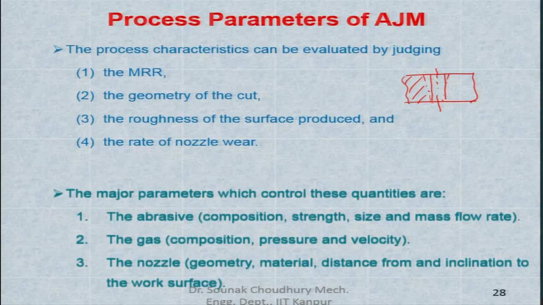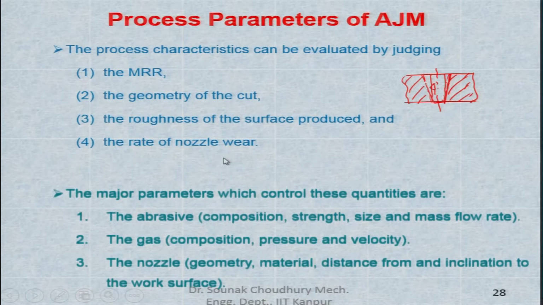Let us say this is the workpiece and we have to make that hole, and as per directive it has to be absolutely straight, right? But sometimes we can see that it can have a tapering. So, this will actually define the process characteristics, the roughness of the surface produced inside the hole, what will be the roughness here.